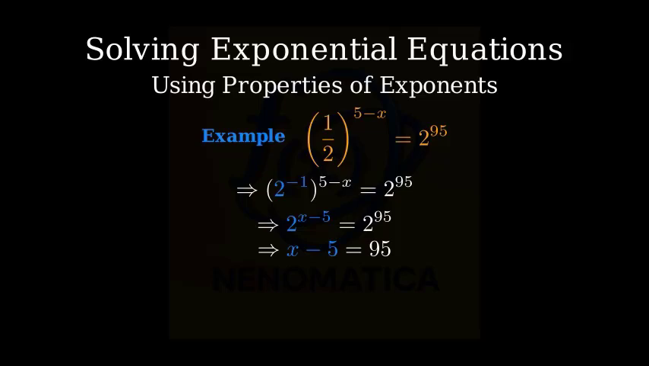When the bases are the same, we can equate the exponents. So x minus 5 equals 95. To solve for x, we add 5 to both sides. So x equals 95 plus 5. And our final answer is x equals 100.